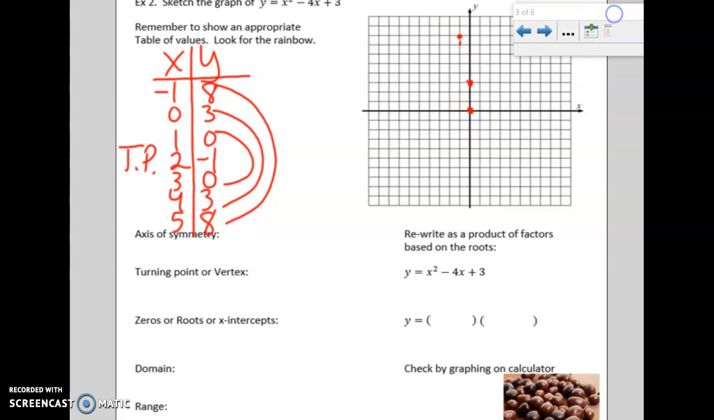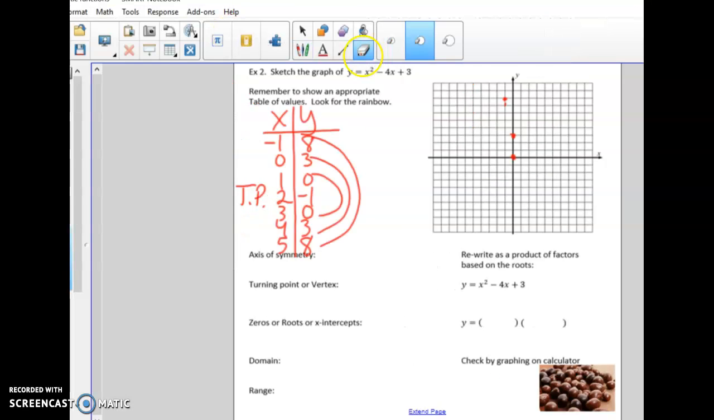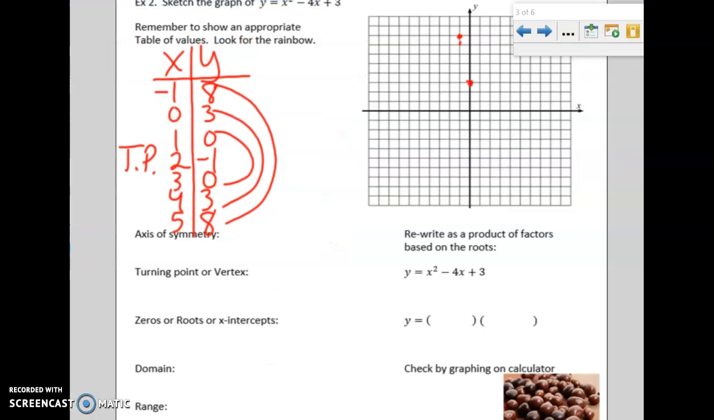I gotta get rid of that. Sorry. And then it is 1 to the right, right on the x-axis. That's going to be important later. 2 to the right, down 1. And then we start to go in the other direction. We start to go up. So that's 3, 0. 4, 3. Again, these are going to have the same height because it's got to create that U shape that has symmetry.